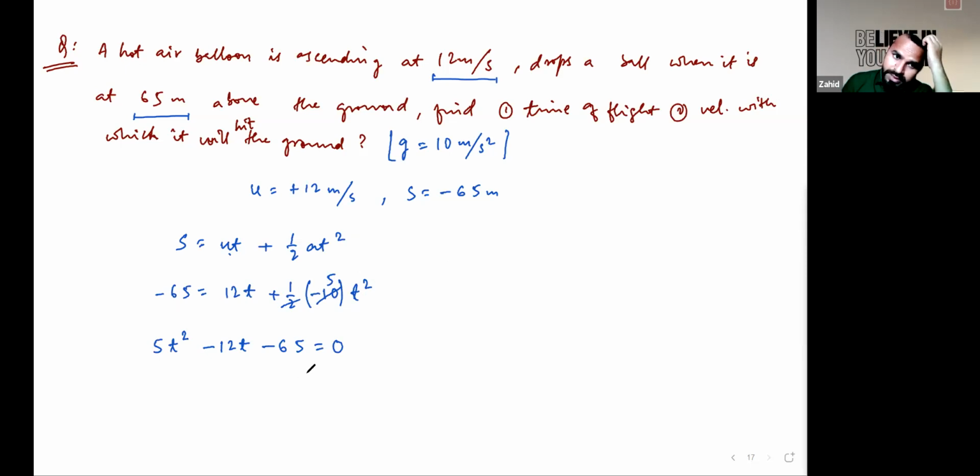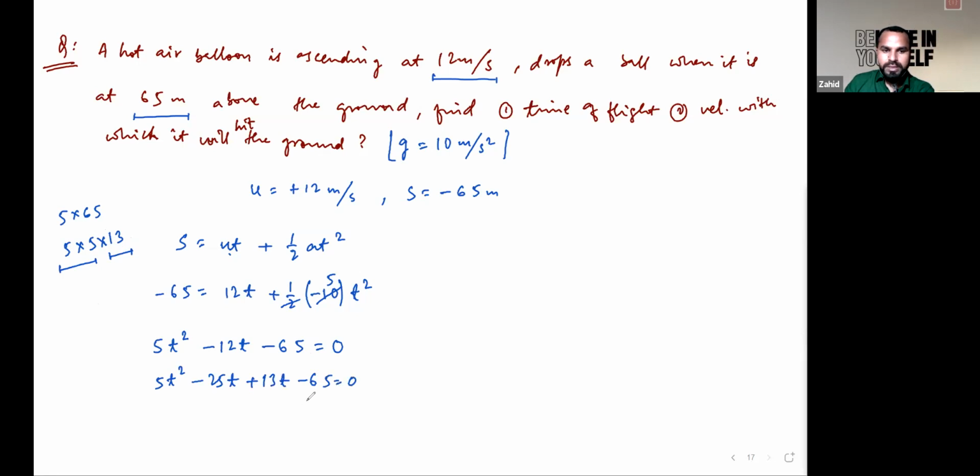I defined for you in mathematical physics how to solve any quadratic equation. Just multiply the first part with the last one, so it will be 5 into 65. Now just factorize it, so it will be 5 into 30. Now arrange the factors to get the middle part, so it will be 25 and 30. So it will be 5t squared minus 25t plus 13t minus 65 is equal to 0. Now take common from these two parts, and you will get the time of flight.